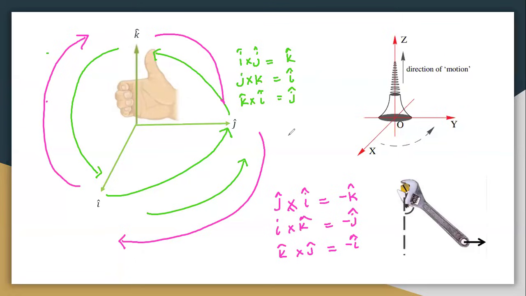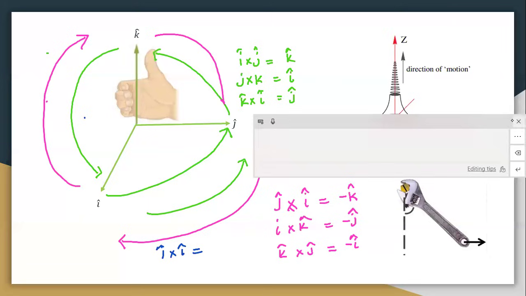Now, the last one is: what about when you have two vectors in the same direction? Let me say I have I cross I. What do we get? I cross I. What do we get?